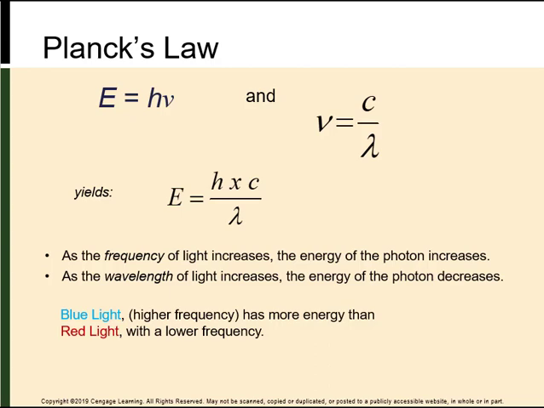We can look at Planck's law. If energy is equal to hν, then we know that the speed of light, c, is equal to wavelength times frequency. If we rearrange that to solve for ν as speed of light over wavelength, we could then say that energy is equal to h times speed of light over wavelength. So as the frequency of light increases, the energy of the photon increases. As the wavelength of light increases, the energy of the photon decreases.